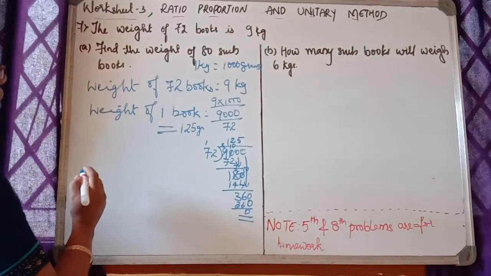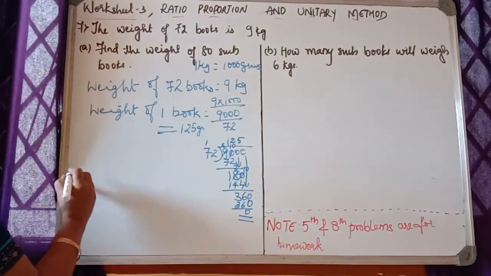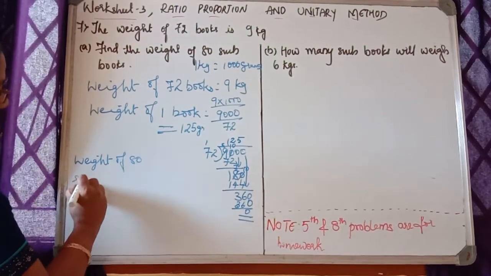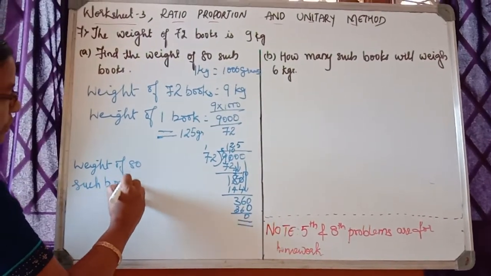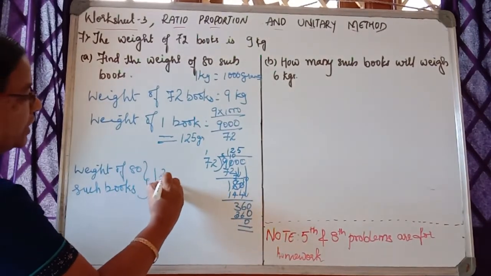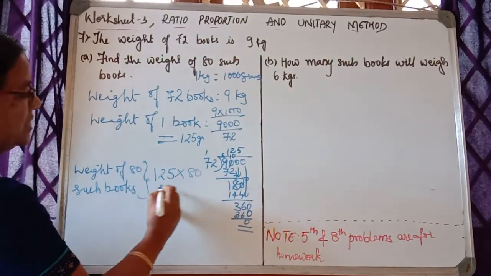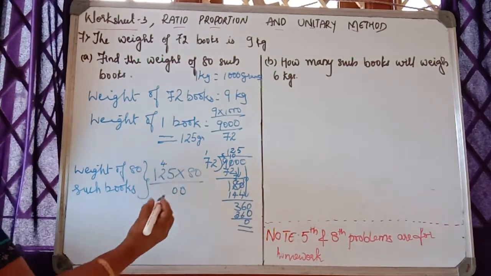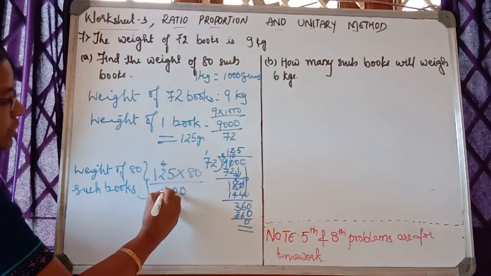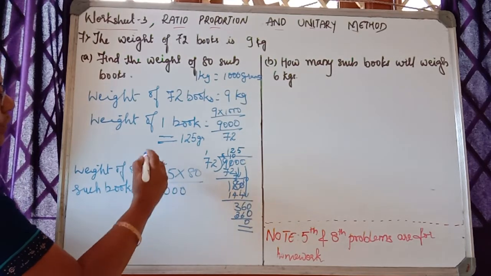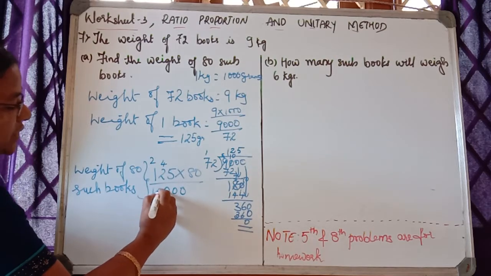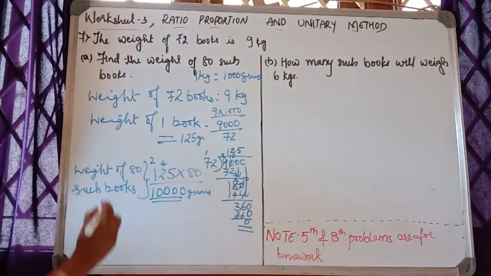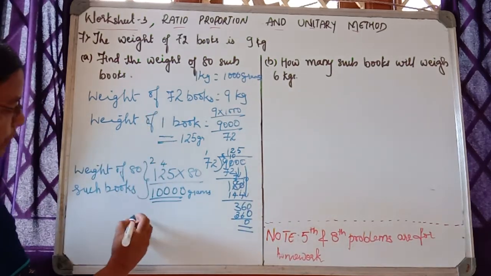Now we have to find out the weight of 80 such books. What is the weight of 1 book? 125 grams into 80. 8 5s are 40, 0, 4. 8 2s are 16 plus 4, 20. Remainder 2. 8 1s are 8. 8 plus 2, 10. Here how many grams are there? 10,000 grams. Now you can convert into kg also.